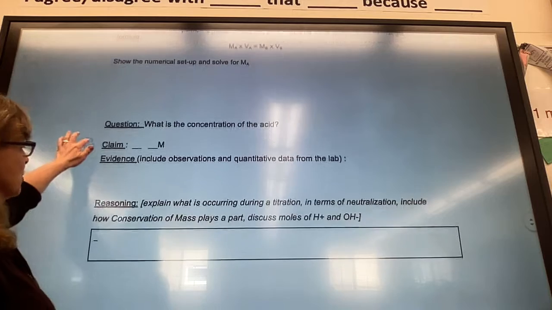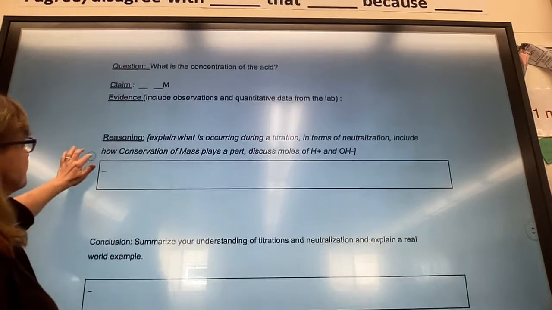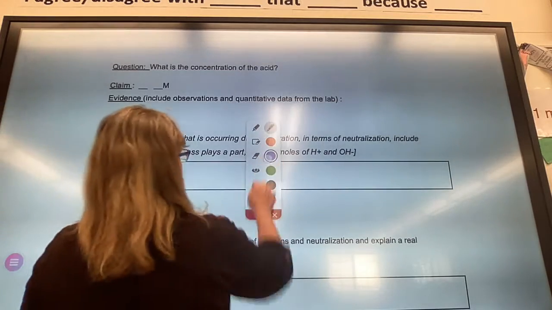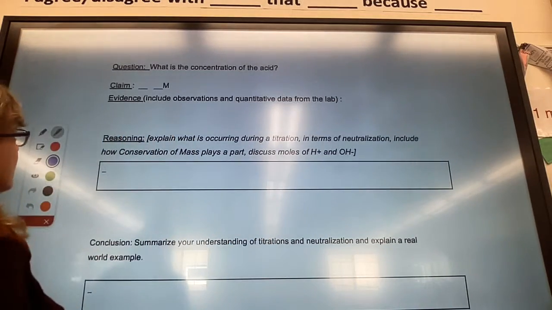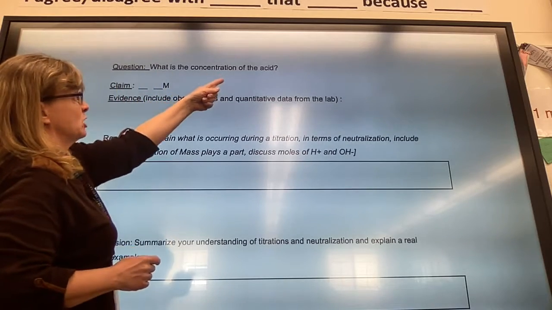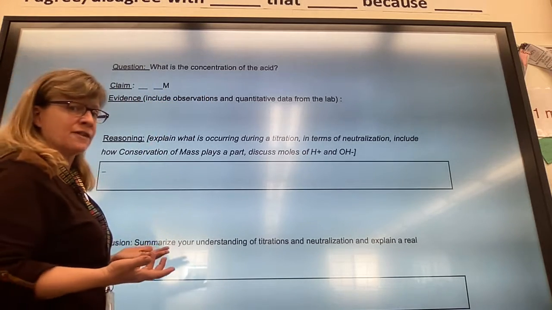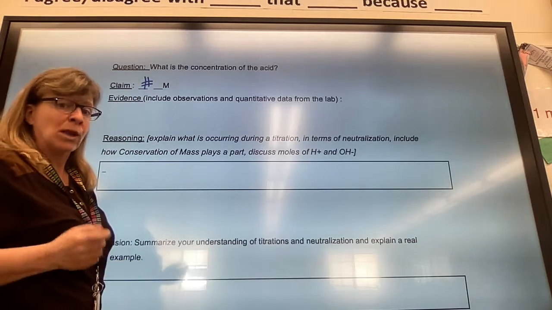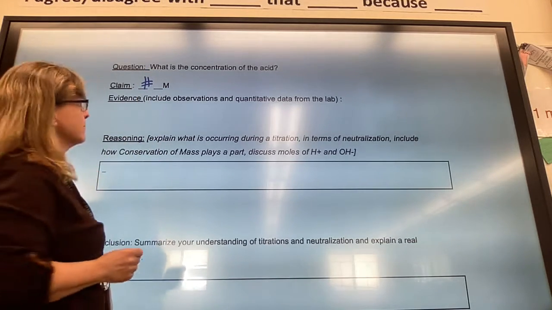And you should have found the molarity of that acid using the titration formula. Okay, so I'm going to walk you through the conclusion and the CER. Okay, so we talked about this a little bit. What is the concentration of the acid is the question of this lab. So your number goes here, right? The number you found for the molarity of the acid specifically.